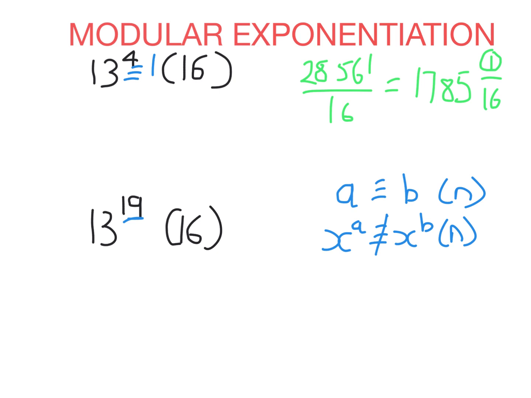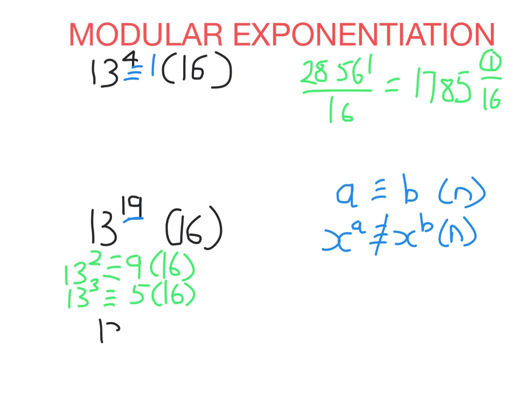So what we could do is start writing out small powers of 13. For example, 13 squared is 169. That's 9 mod 16. 13 to the power of 3, you can use your calculator like I did in the previous example. That's equal to 5 mod 16. We didn't need to do that here because we already know that 13 to the power of 4 is 1 mod 16. So we can write this in terms of 13 to the power of 4.